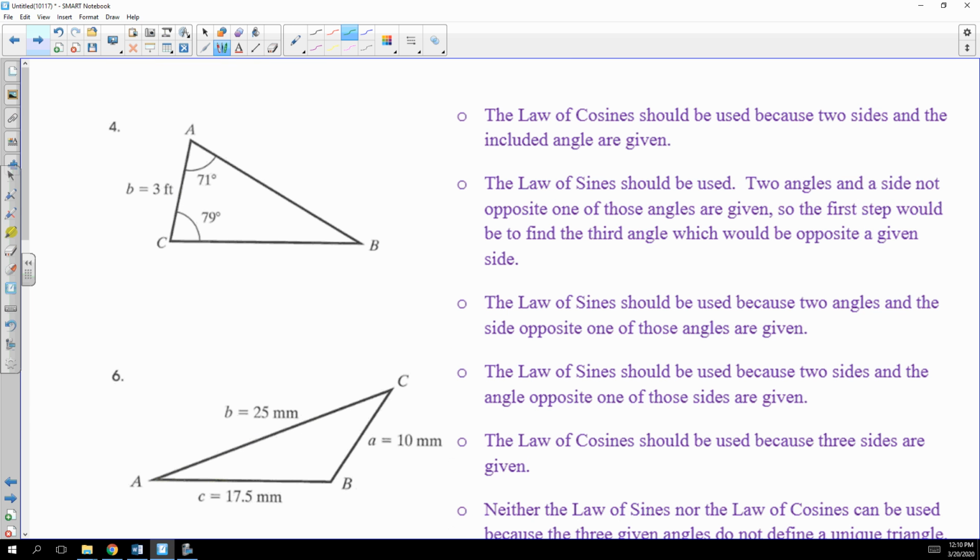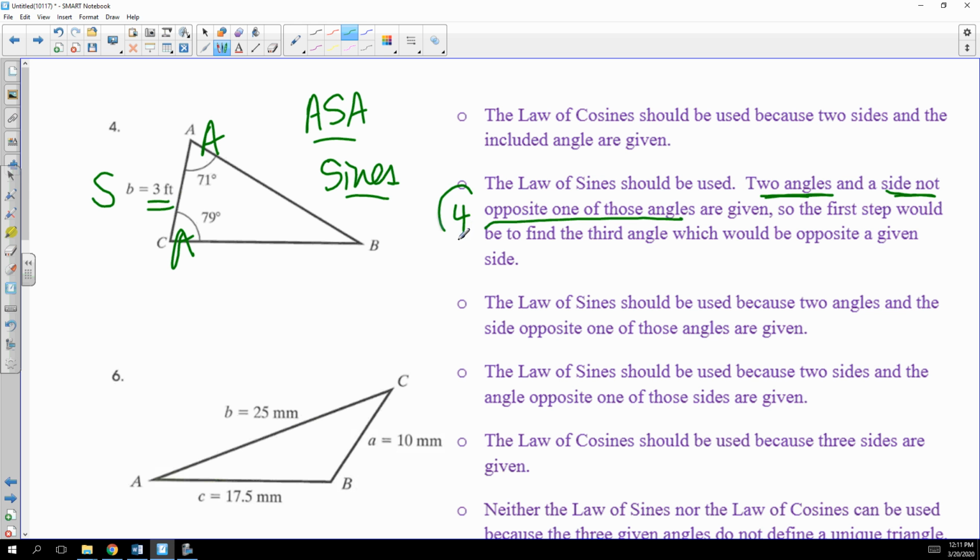On the next page, at the top for number 4, let's look at the information that we have. We have an angle, another angle, and the included side. So that looks like angle, side, angle. That side is not opposite one of the angles known, but it's definitely going to be law of sines and not cosines. Cosines is only when it's side, side, side, or side, angle, side. We have two angles and a side not opposite one of those angles. So this is number 4.